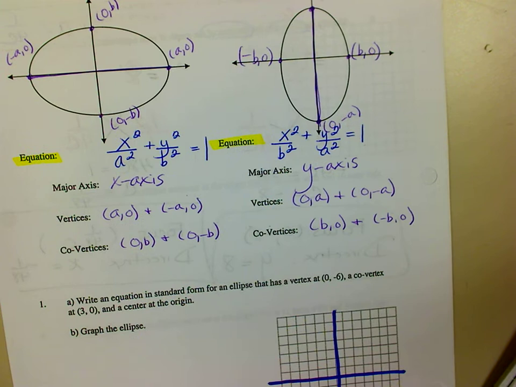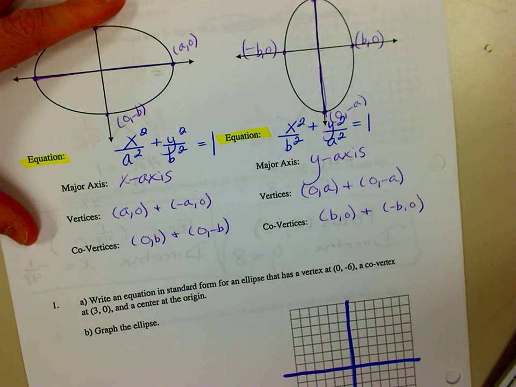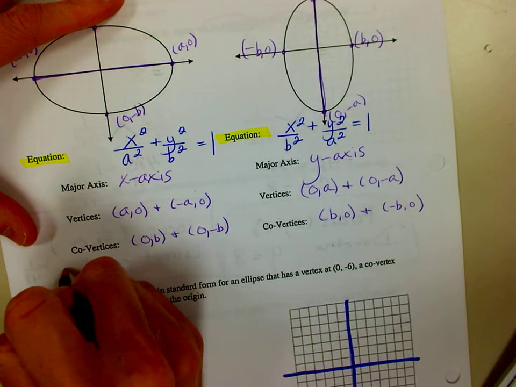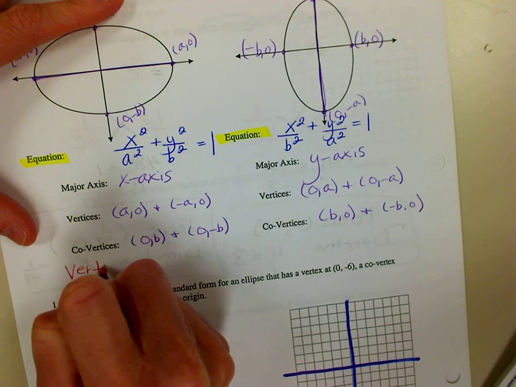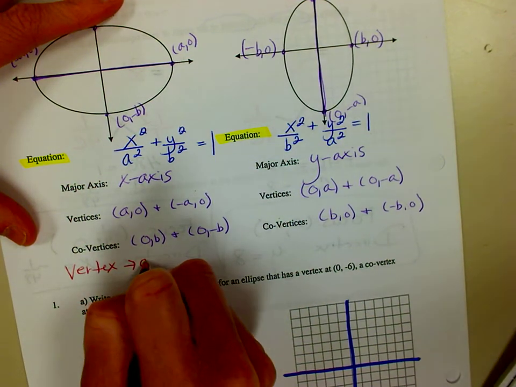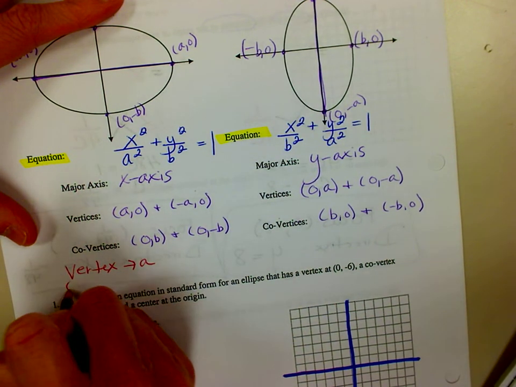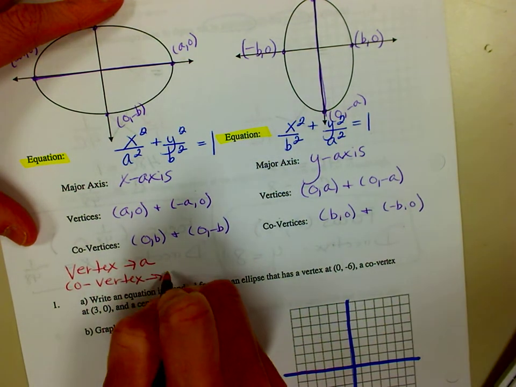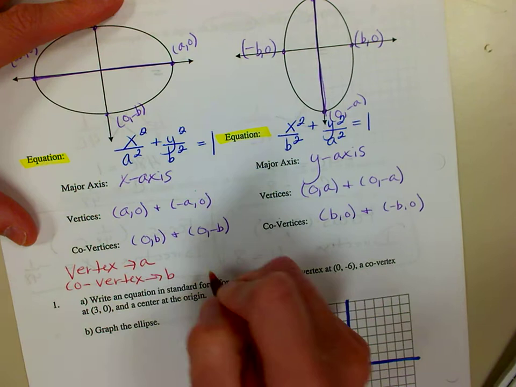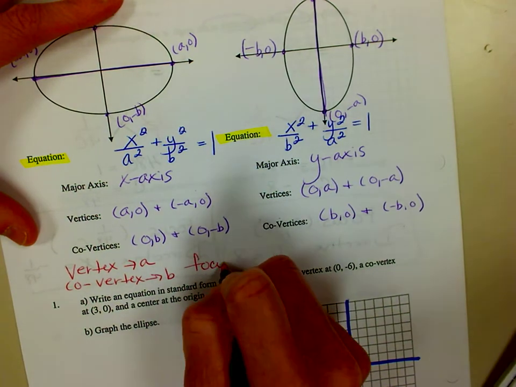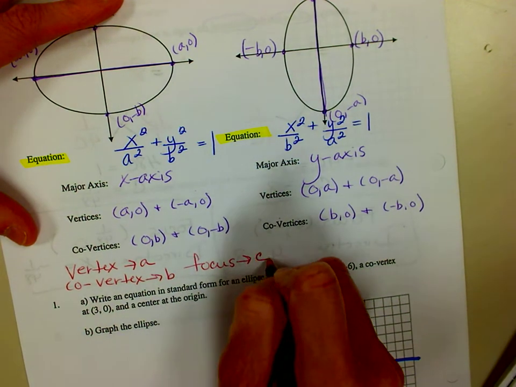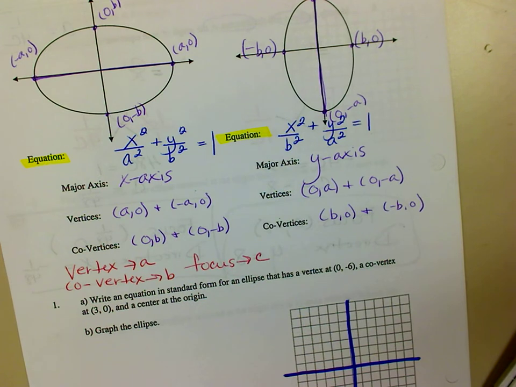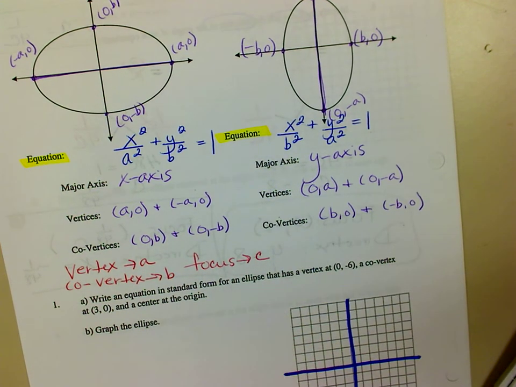Okay, so just to summarize, vertex we're going to call A, covertex we're going to call B, and then as a reminder, the focus is C. We'll get to that later on here in the notes.